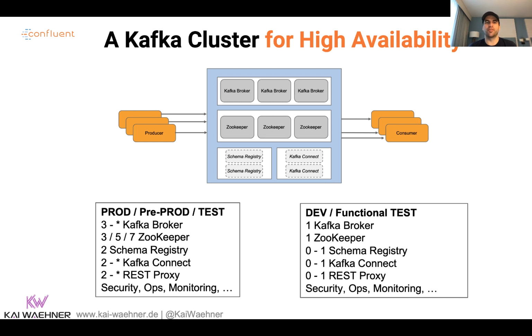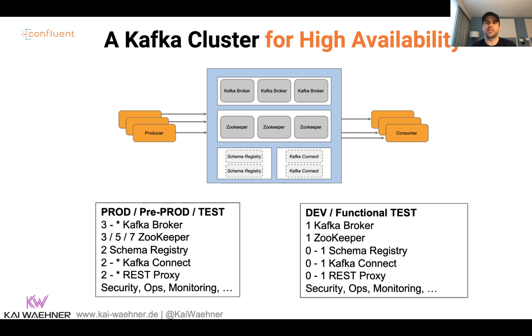You have to have 3, 5, or 7 Zookeepers, depending on your SLAs, but it has to be an odd number because of the quorum for Zookeeper and its distributed algorithms under the hood. For most other components, you have at least 2 for high availability, so that even in case of downtime of a node, you will not have downtime of the infrastructure. So most of these are deployed at least a number of 2, often even more, like Kafka Connect or REST proxy or any other client can scale up, so you can also run 10 instances and parallelize the processing.